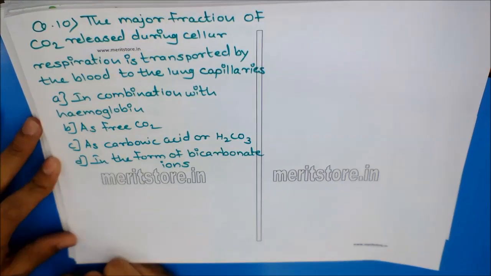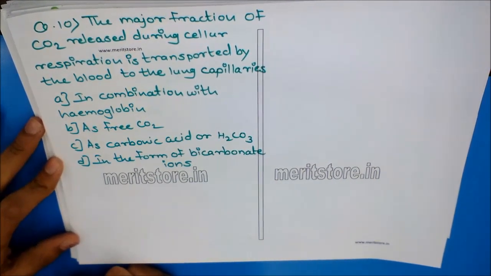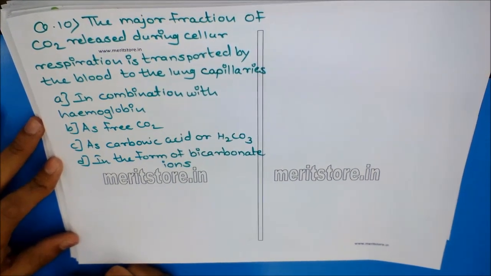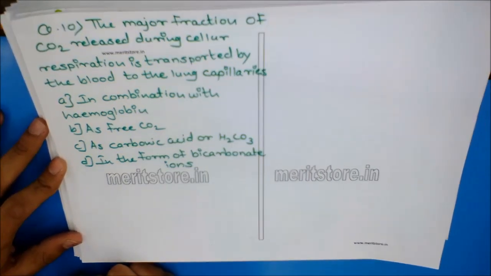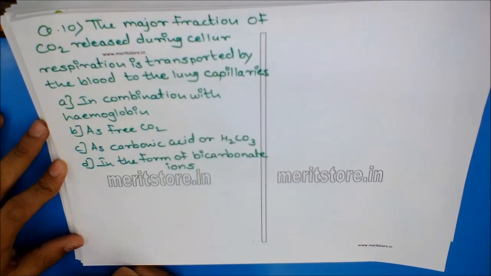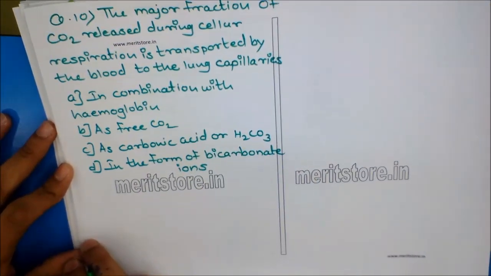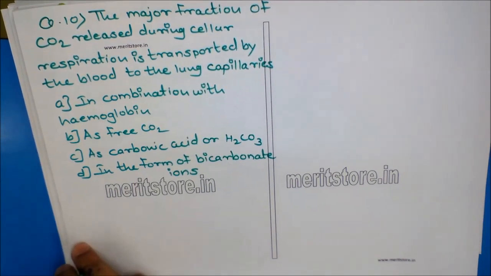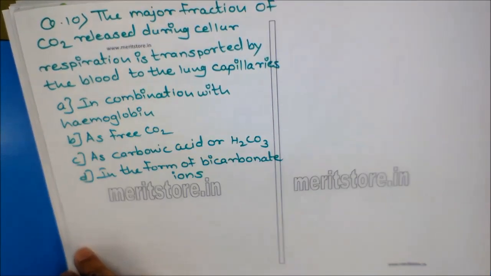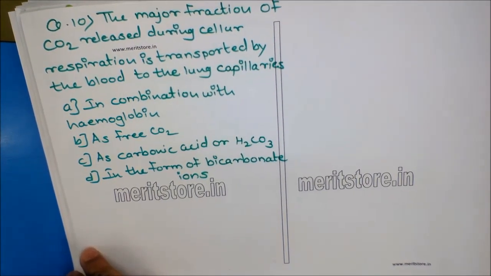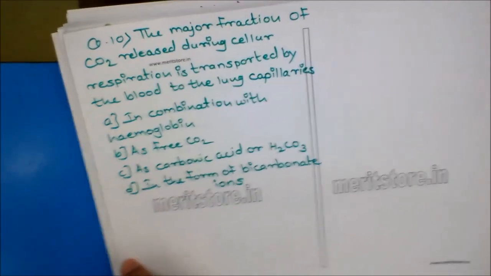The next question is, the major fraction of CO2 released during cellular respiration is transported by the blood to the lung capillaries. Options are A, in combination with hemoglobin, B, as free CO2, C, as carbonic acid or H2CO3, D, in the form of bicarbonate ions.